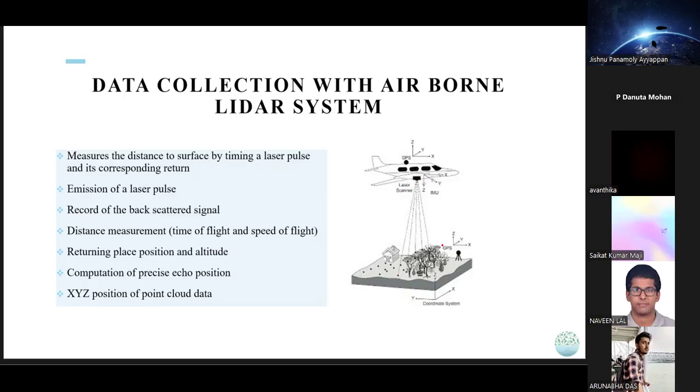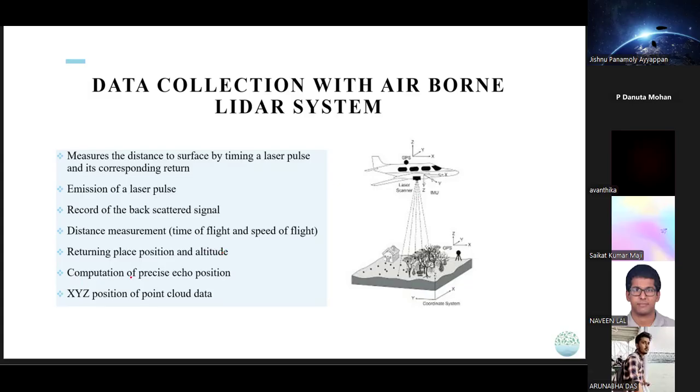Why do we say backscatter, not reflection? Because we are sending the signal from the sensor, and it interacts with the target and reflects back. It is getting backscattered. So that is why we record the backscattered signal. Then we measure the distance, that is the time of flight, and the speed of flight is also measured, along with the time taken for the returning backscatter energy to come to the sensor.